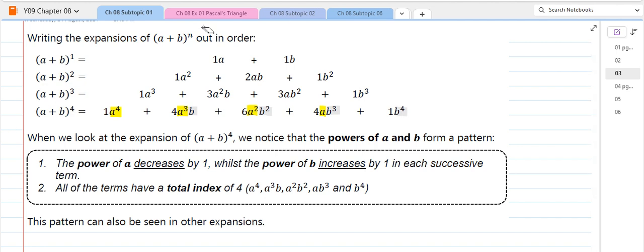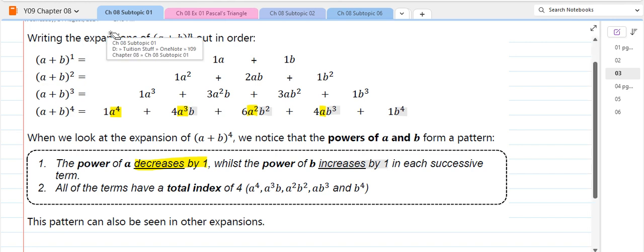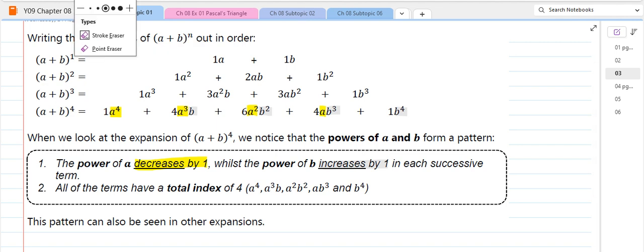So this is a pattern that you have noticed. The power of a decreases by 1, and the power of b increases by 1 in each successive term. So you look in order. And then, all of the terms have a total index of 4. What does that mean? When you have a look at a to the power of 4 in the first term, then a cubed and b to the power of 1, the index has a total of 4 for the second term.